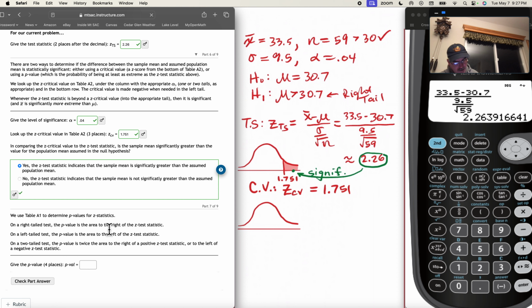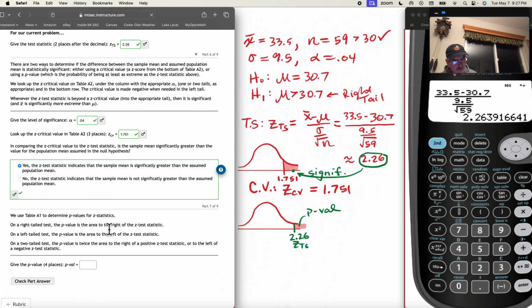And we'll sketch in how the p-value will look. So now this is just a little deeper into the tail, so that's our 2.26, our z-test statistic. And I'm going to shade that tail. It goes on beyond what I've drawn, but it's something like that. Okay, and the area there will be our p-value.